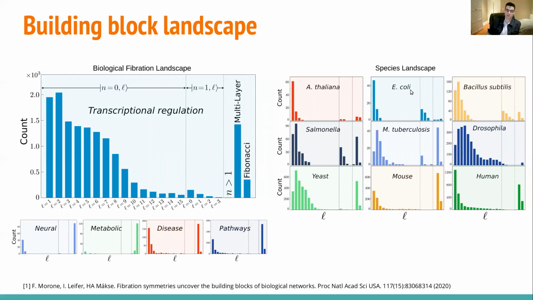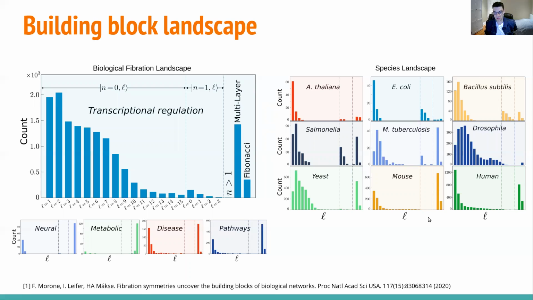Now if we consider networks that correspond to bacteria, so E. coli, Bacillus, Salmonella, we actually see N equals 0 and N equals 1, and they're just decreasing as I showed before, and here the same story. And if we compare it with, let's say, mouse and human, we see that N equals 1 is very low here. What we see is that there are more multilayer and Fibonacci in this case than here. Maybe not here, but at least these two.